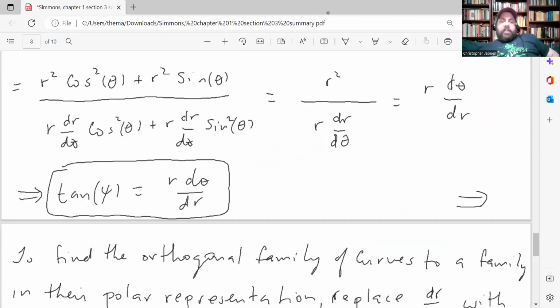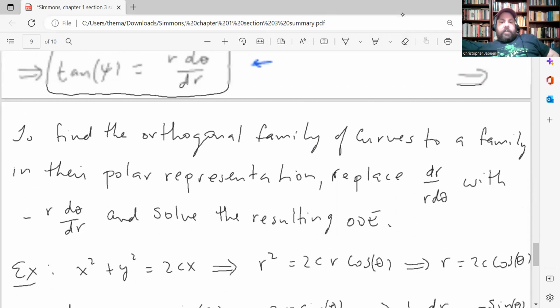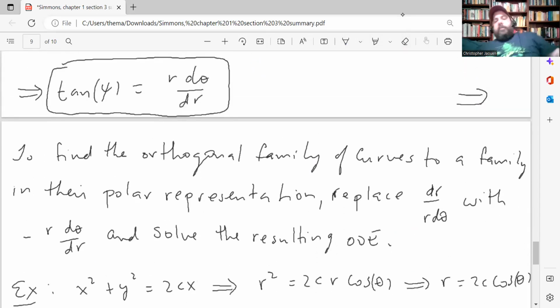All right, so you get this nice expression for the slope of the tangent line with respect to the polar radius as opposed to the x-axis, right? You get this nice simple formula. And then we can do an example using that. So to find the orthogonal family of curves to a family in their polar representation, replace dr over r d theta with negative r d theta over dr and solve the resulting ODE. So again, you just take the negative reciprocal, right? That gives you the orthogonal trajectory.